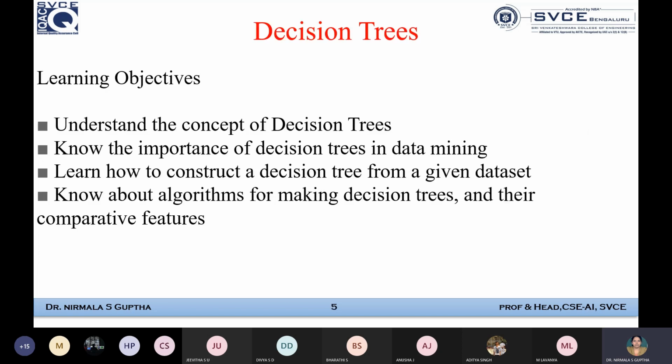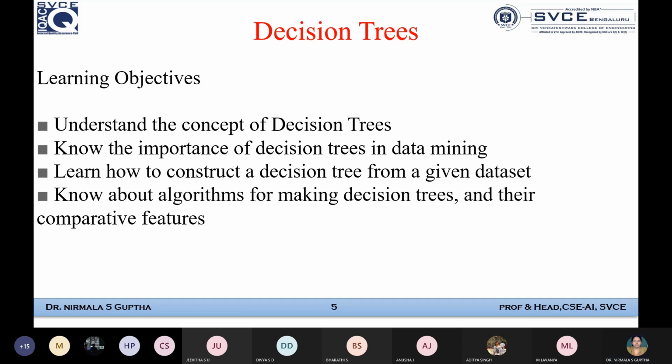Now, the learning objectives also we derived. We understood the concept of decision tree yesterday, and came to know a bit of the importance of decision tree, but we are still learning that through a case study and sample data set to understand the importance of decision tree in data mining. Then we are going to construct, and today probably we will complete even the construction of the decision tree. We will see how much we can construct here, and understand how to construct the decision tree from a given data set. We will also learn the algorithm for making decision trees and the comparative features for the decision tree.